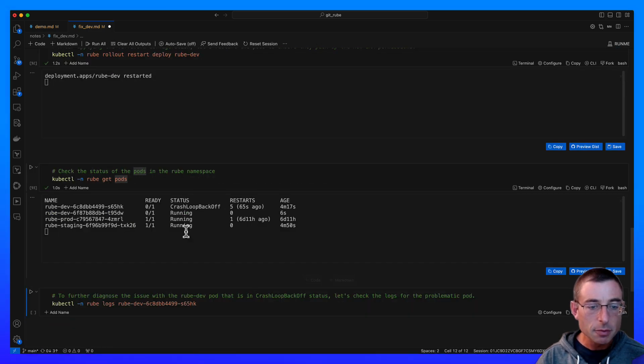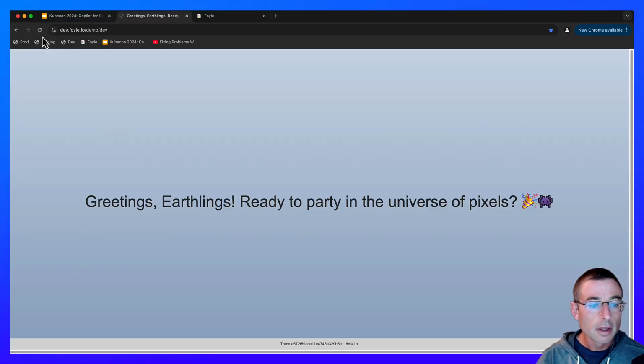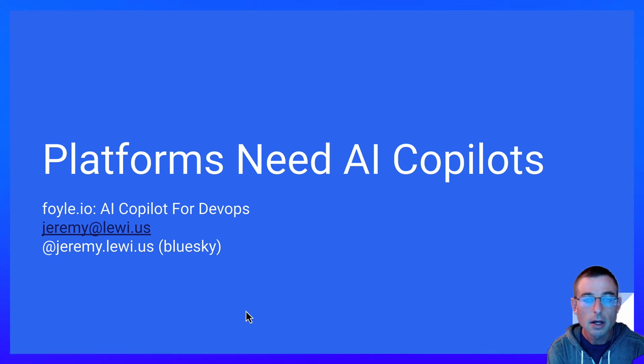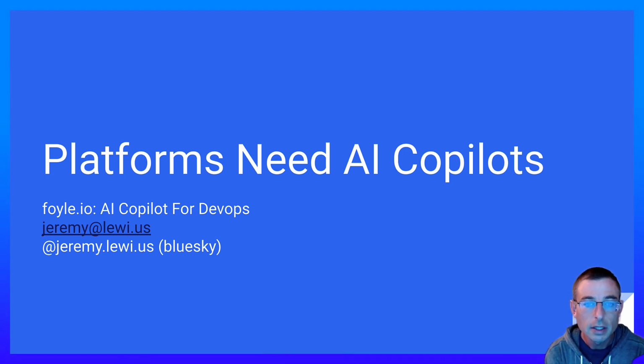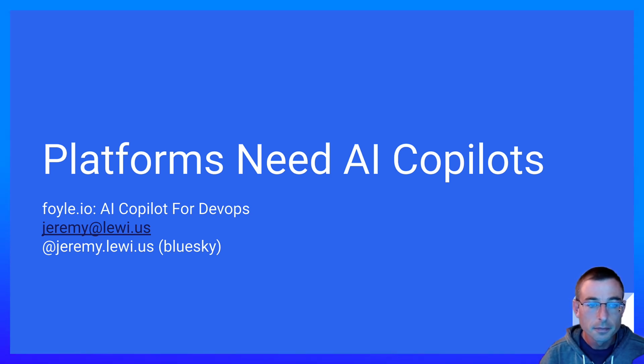So it looks like we have some new pods that are coming up and they don't look to be crash looping. Let's go back over there and let's check. And fantastic, the dev instance is back up and running and it's nice and healthy. So hopefully that demo gave you a sense of how Foil can diagnose different problems and walk you through the bugs as they occur. So now let's talk about why we need to build AI copilots to help us operate our software platforms, as well as how we go about doing that.